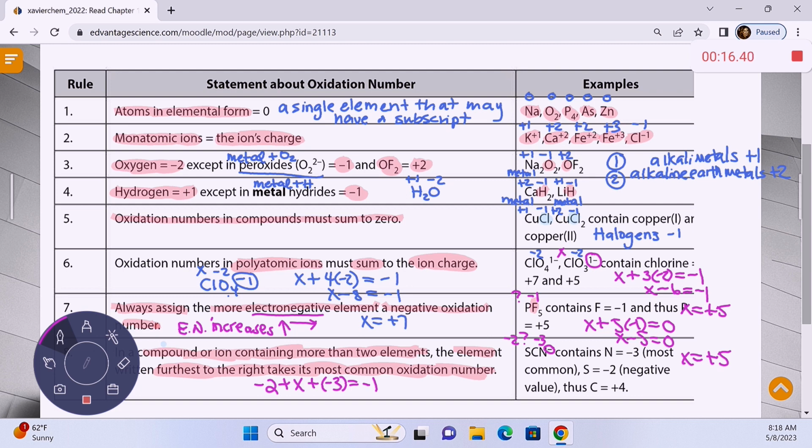So -2 and -3 are -5. Add the 5 to the other side, and you're going to get X is a +4. That means carbon has a +4 oxidation number. Okay?